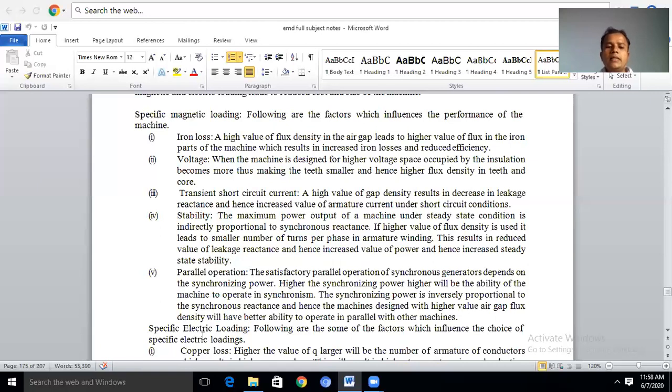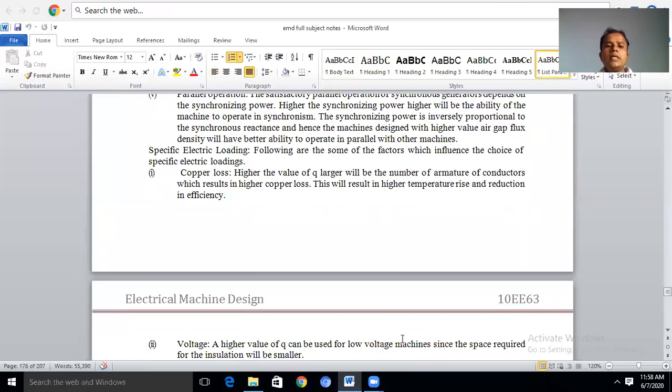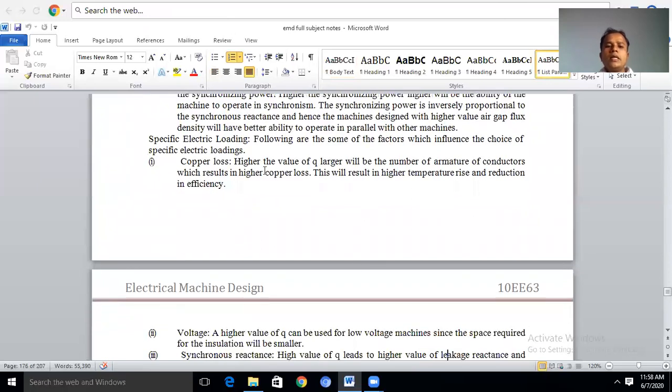Then the second, that is specific electric loading. Following are some factors which influence the choice of specific electric loading. Here also we see the copper loss. The higher the value of Q, that is electric loading, the larger will be the number of armature conductors, which results in higher copper loss because the armature is carrying the current. This will result in higher temperature rise and reduction in efficiency.